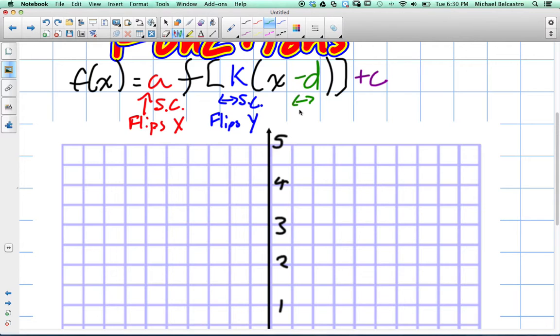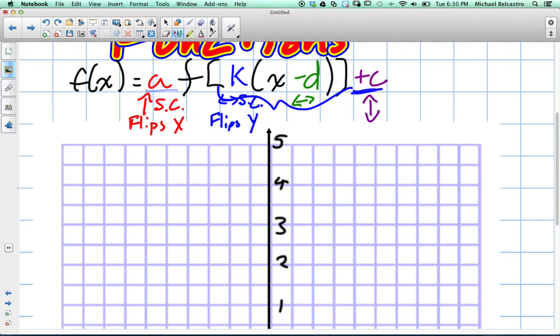D? Translation left or right. Yeah, so I'm just going to use that arrow to represent that. And c therefore does? Translation up and down. Yeah, and essentially the idea is the values that are outside of the immediate x values will do anything on our y, and anything inside affects horizontally our function.